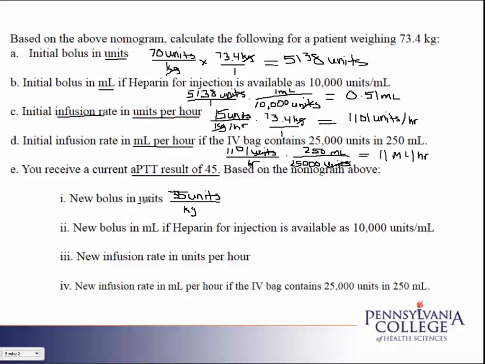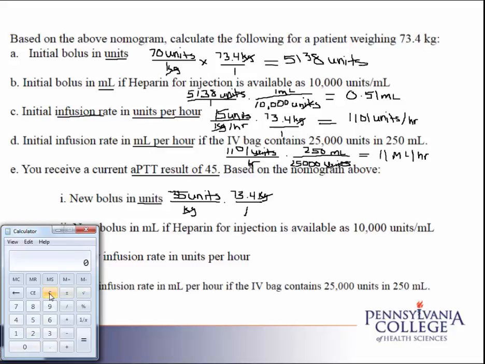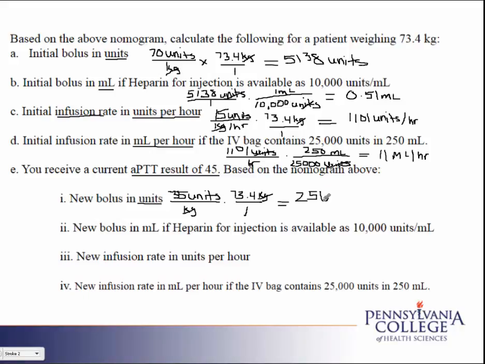We read that the new bolus should be 35 units per kilogram. The answer here is to be with the label of units, so I'll need to multiply by the patient's weight of 73.4 kilograms, and that will cancel my label of kilograms. So go to my calculator. 35 times 73.4, and I get an answer of 2,569, and the label on that is units.